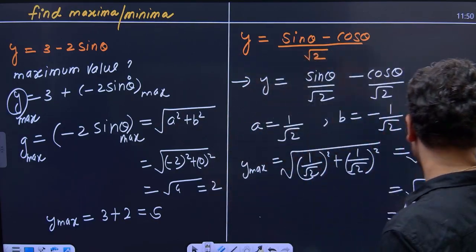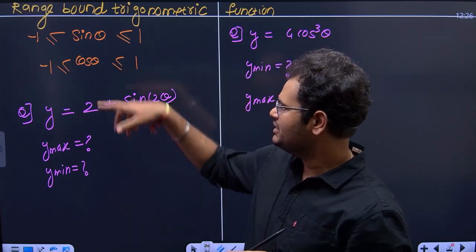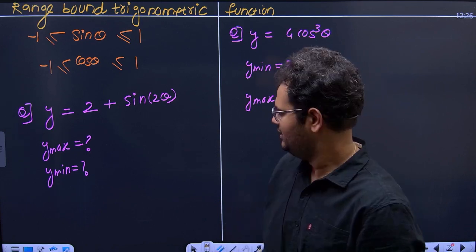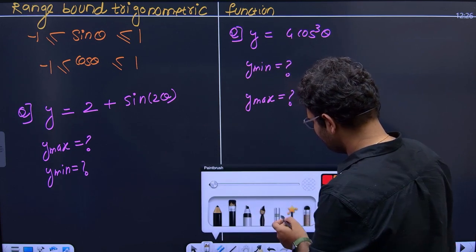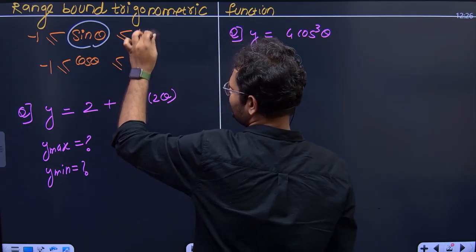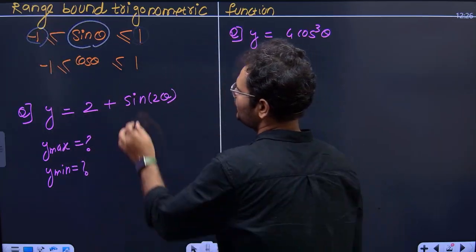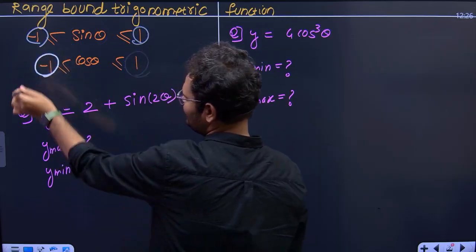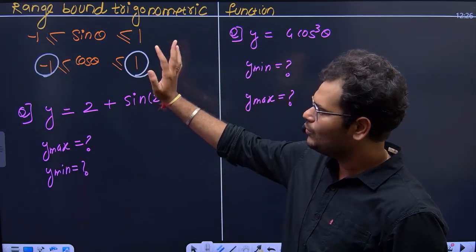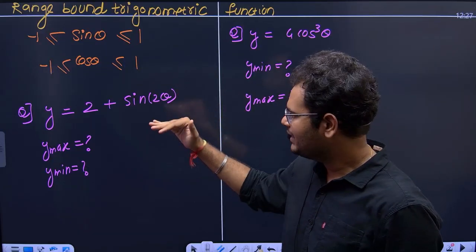Now next part. Another type of questions which you can face in exam is based on range bound trigonometric functions. Now what do I mean? See, by basic trigonometry, you know that sin theta maximum value is 1 and minimum value is -1. Similarly, cos theta maximum value is 1 and cos theta minimum value is -1, right?